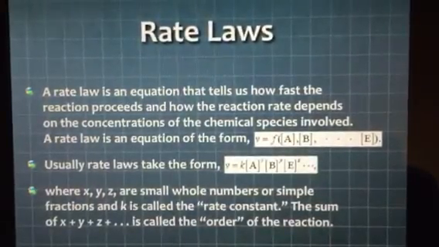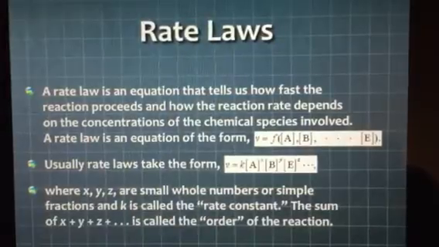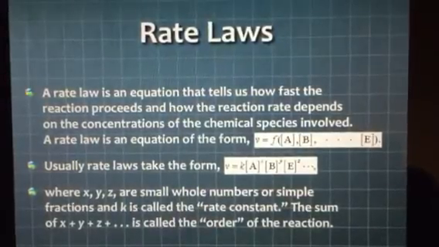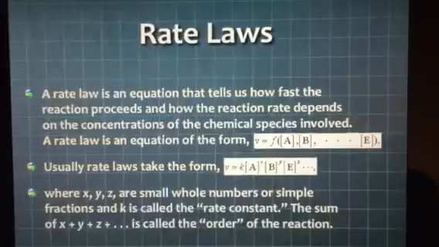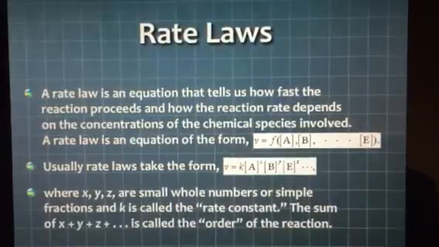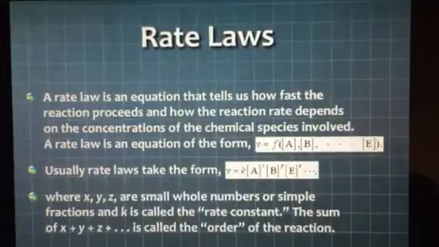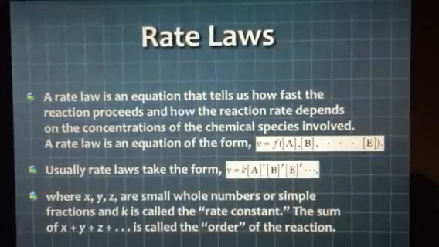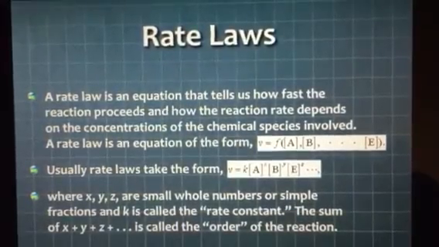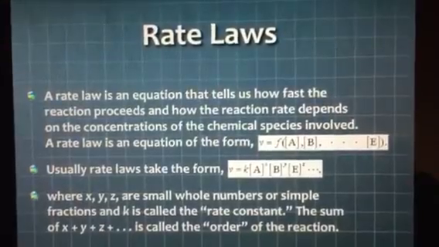Usually, rate laws take the form we show below, where x, y, z are small whole numbers or simple fractions, and k is called the rate constant. The sum of x plus y plus z and so on is called the order of the reaction.